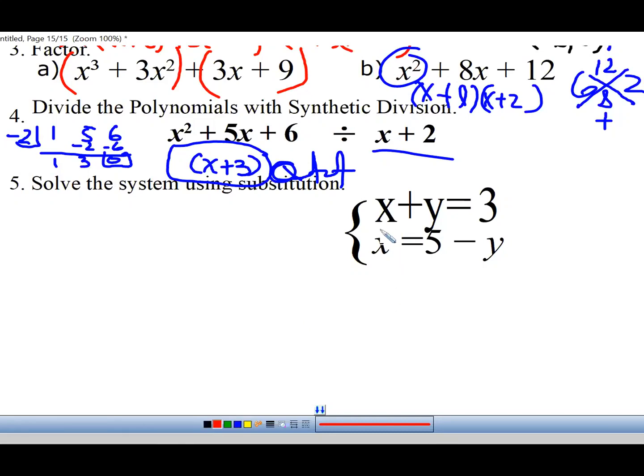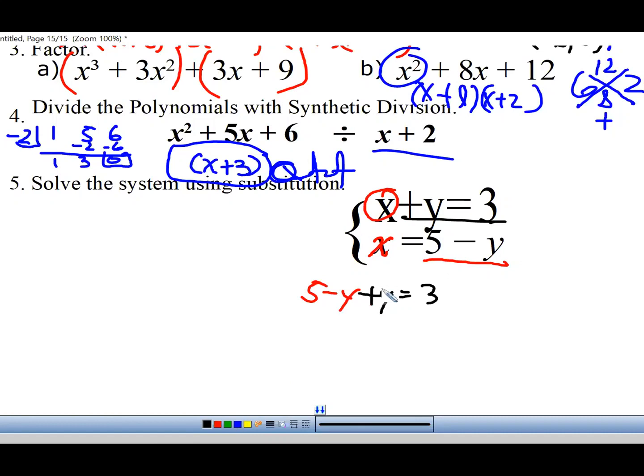So first things first, we need to solve one of the equations. This one's already solved for x. What is x? 5 minus y. So on the other equation, I'm going to replace this x with that. So I write 5 minus y, and I bring down the plus y equals 3.